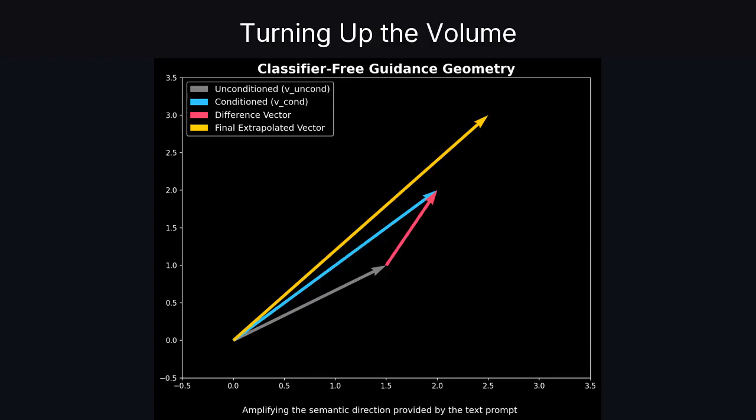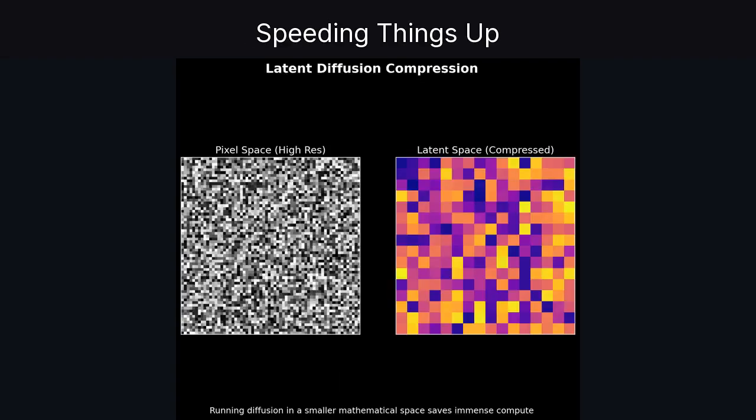To make the image align strictly with your prompt, we use classifier-free guidance. By applying vector addition, we extrapolate the difference between conditioned and unconditioned predictions, pushing the final prediction further in the prompt's direction. Doing all this math on high-resolution pixel grids is incredibly slow.